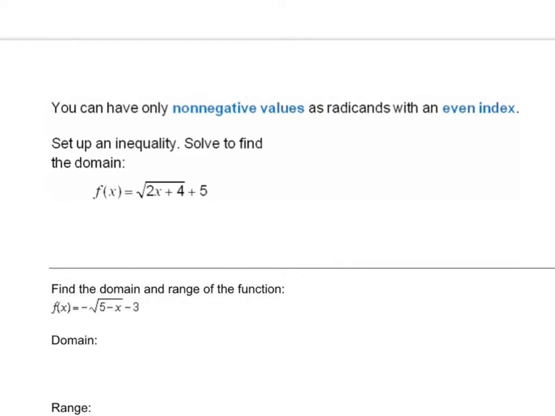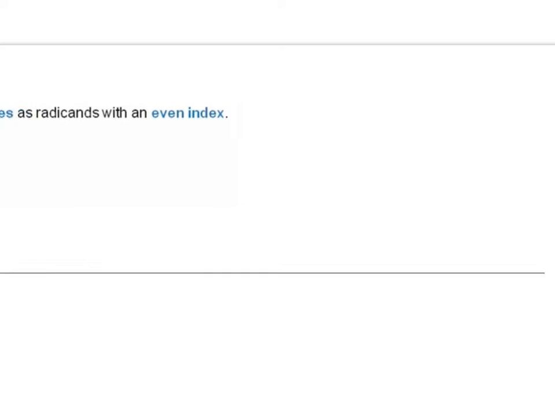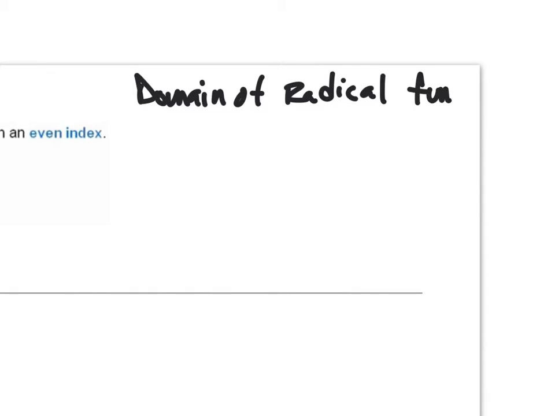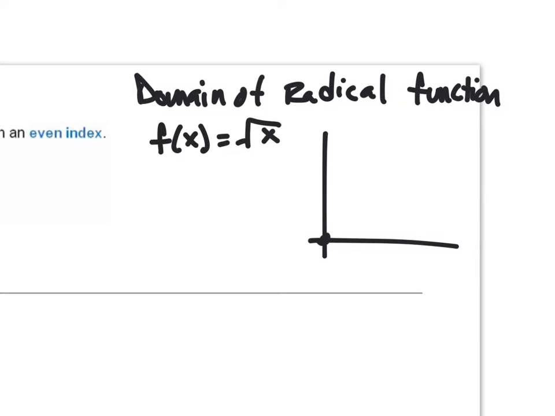And what we have here, let's call this up here, I'm going to say domain of a radical function. Okay, and let's just graph f of x is equal to the square root of x. That graph looks like this, where we include 0 and we have what we call an eyebrow. Now, the reason why, we kind of have to think about this for a second.